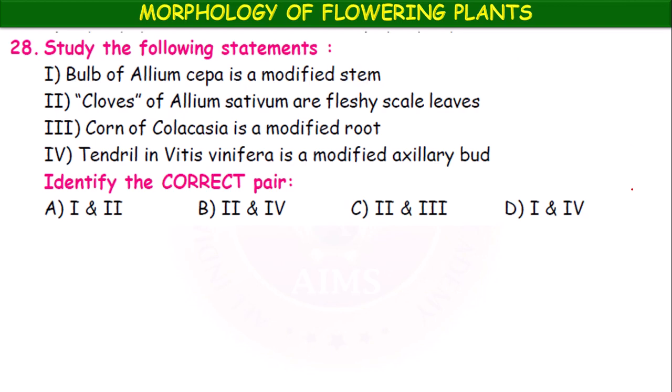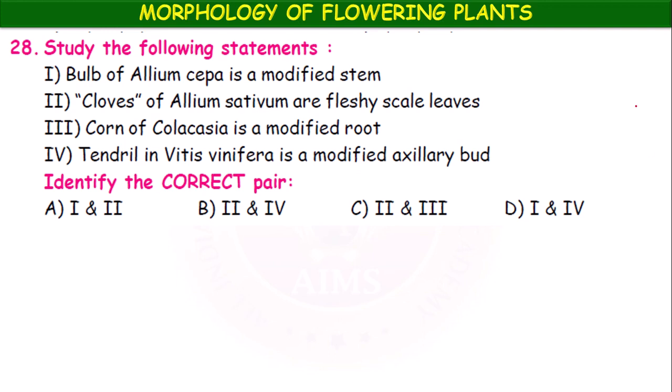Study the following statements and identify the correct pair. Bulb of Allium cepa is a modified stem. Cloves of Allium sativum are fleshy scale leaves. Corm of Colocasia is a corm, not a root. It is a modified root. Tendril in Vitis vinifera is a modified axillary bud. Identify the correct pairs.